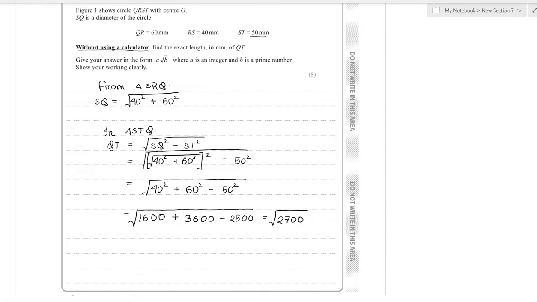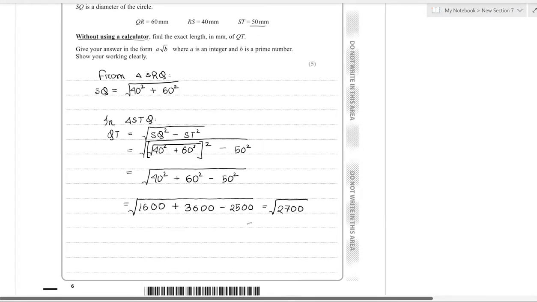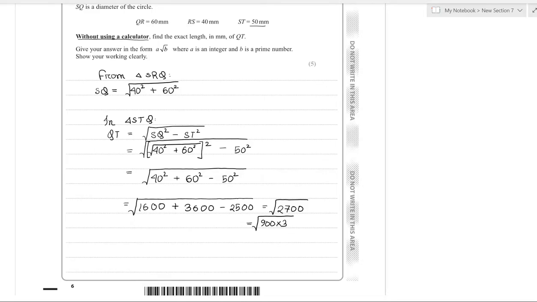2700. Now you can simplify 2700 as 900 into 3, and the square root of 900 is 30, so it will be 30 root 3. Now in the question, you have to keep your answer in the form a root b, where a is an integer, here 30 is an integer, and b is a prime number, and here we got 3 in the position for b, which is again a prime number. So a is 30 and b is 3. So the value for QT is 30 root 3.